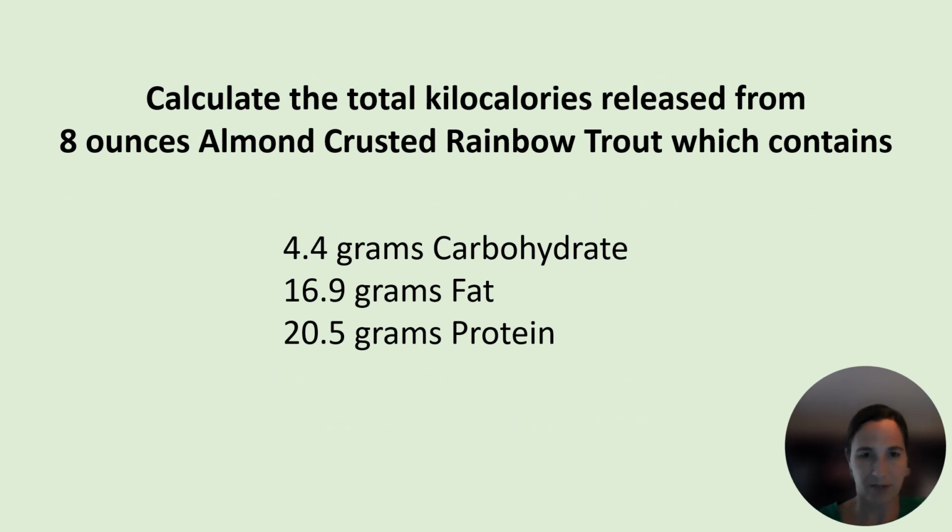So let's take a look at this first example. I want us to calculate the total kilocalories that are released from 8 ounces of almond-crusted rainbow trout, which, if you look it up, contains 4.4 grams of carbohydrates, 16.9 grams of fat or lipids, and 20.5 grams of protein. So just by knowing these three values, we can actually calculate those two things that I told you about in the last slide.